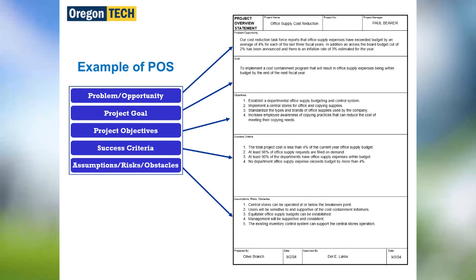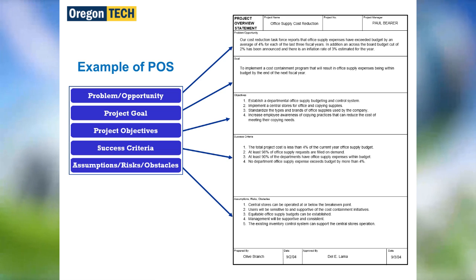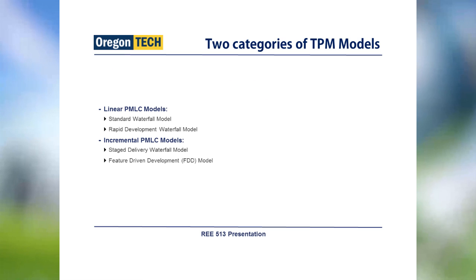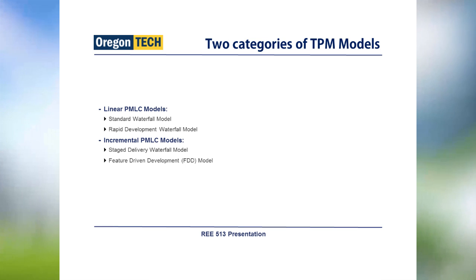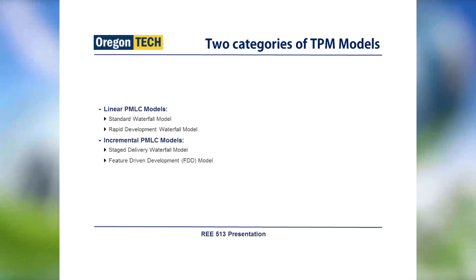The project overview statement is the output of the project scoping process. This is an example of a project overview statement. It is a standard template that we can use for finalizing project scoping. In the following slide, I will talk about the two categories of the traditional project management life cycle model. There are two categories of project management life cycle, that is linear and incremental.